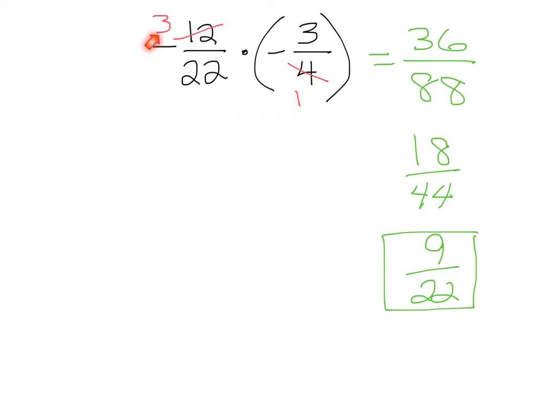And if we multiply across, negative 3 times negative 3 is positive 9. 22 times 1 is just 22. It's a completely different way of solving the problem. Either way is correct. I find cross-canceling to be very, very helpful because then you don't have to worry about reducing.